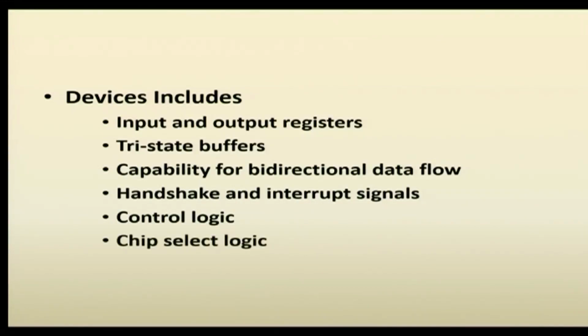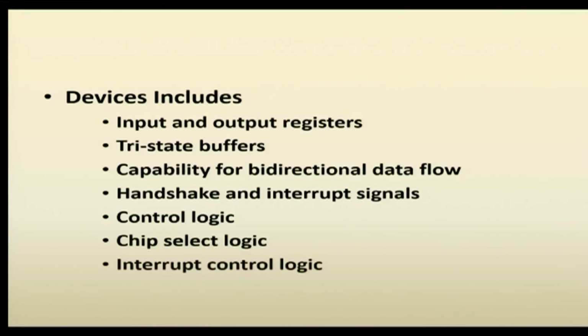Then chip select logic is one of the important elements because we are performing all connections and also we are writing the coding properly. Without enabling the chip we cannot perform any functions. So, we have to activate the IC first, then we have to apply the input signals, then we have to write the coding also. The next one is interrupt control logic. So, these are the important elements which are used for the peripheral devices.